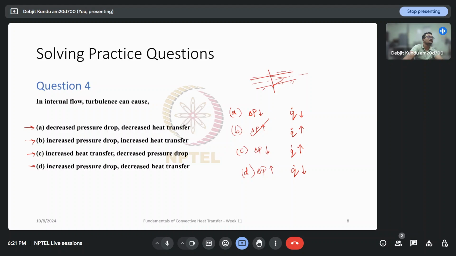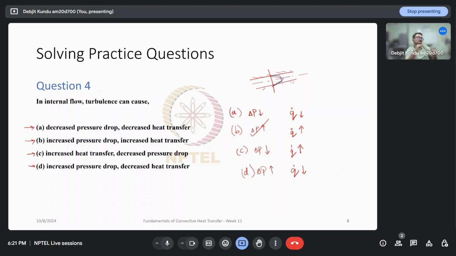And in case you have turbulent flow, you have a flatter profile in the center and sharper velocity gradients near the wall. So that leads to a higher shear stress, which has to be overcome by this pressure difference. So this pressure difference increases.